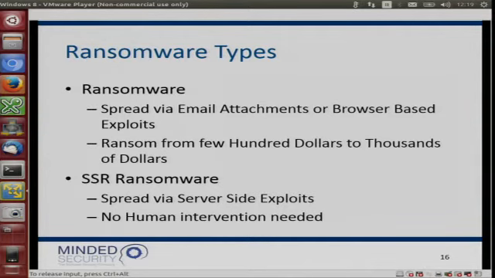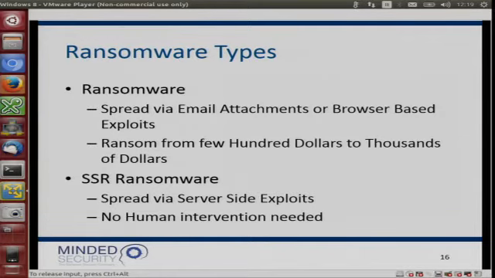You go to a website. This website finds a way to install something without the users even knowing about it, because the web page executes something that installs the ransomware directly. Ransoms are from $100 to $1,000. But the new trend is SSR ransomware. SSR stands for server-side ransomware.